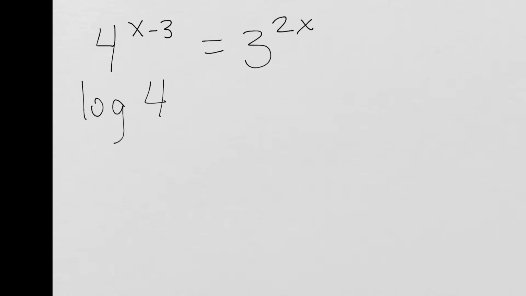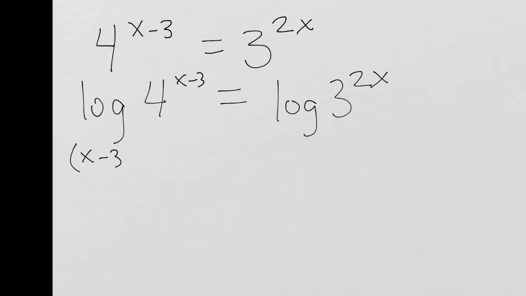Log of 4 raised to the x minus 3 power is equal to log of 3 raised to the 2x power. Now we're allowed to move our exponents in front of the logarithms. So on the left-hand side, we'll need to put x minus 3 in parentheses so that we can distribute log of 4. And then we'll move 2x in front of log 3.